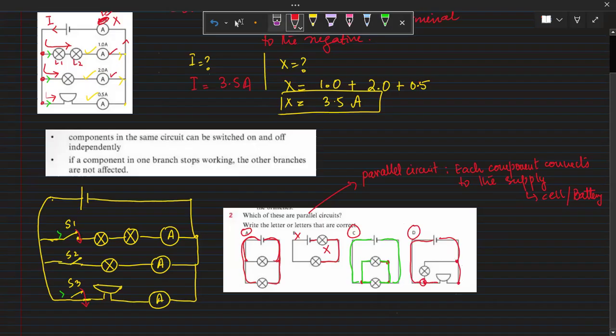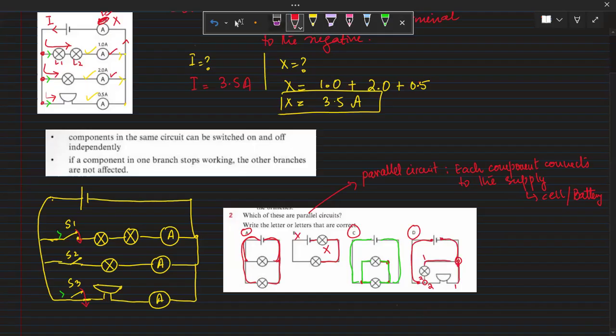Let me explain this again. If I say this is one terminal, this is the second terminal, this is one terminal, this is the second terminal, so both twos are connected at one point. And over here, both ones are connected at this point. So this two goes over there and this one goes over there. So they both are parallel, right?